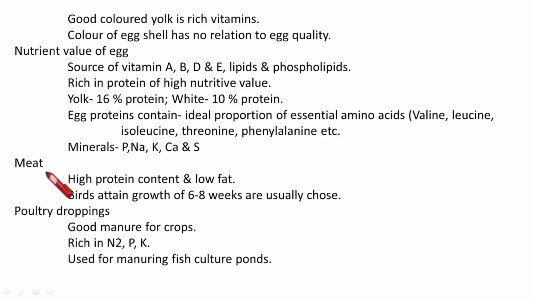And the meat, what is the specialty of the meat of a hen or a cock? It has high protein content and low fat. That's important: fat content is very low in meat obtained from chicks. For meat purposes, we usually prefer a bird that has grown 6 to 8 weeks.